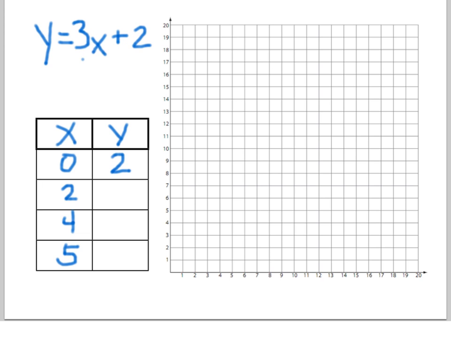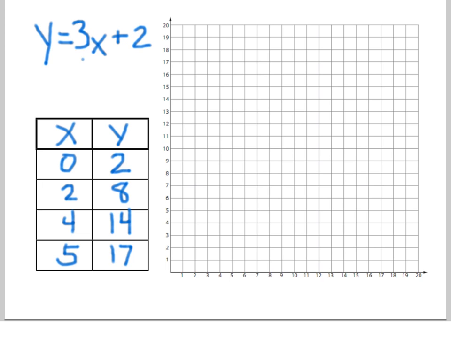If he walked 2 miles, that'd be 6 plus the 2 would be 8. If he walked 4 miles, total would be 14. If he did 5 miles, he would be earning a total of 17. So what do you do next? We're going to go ahead and plot these.